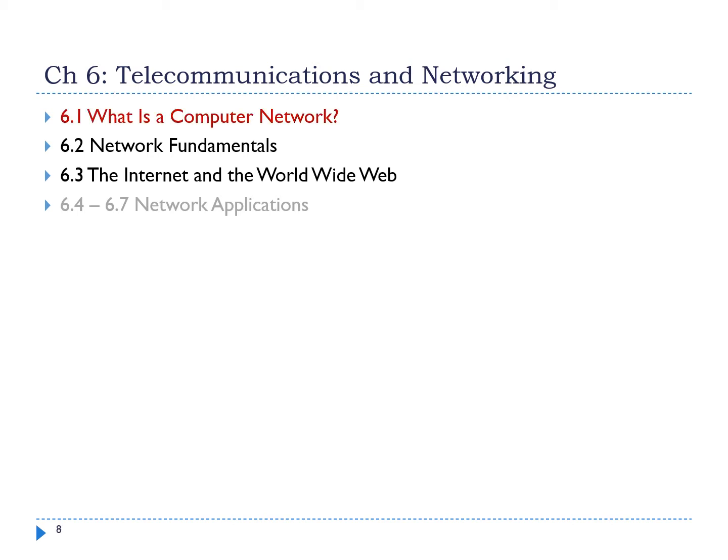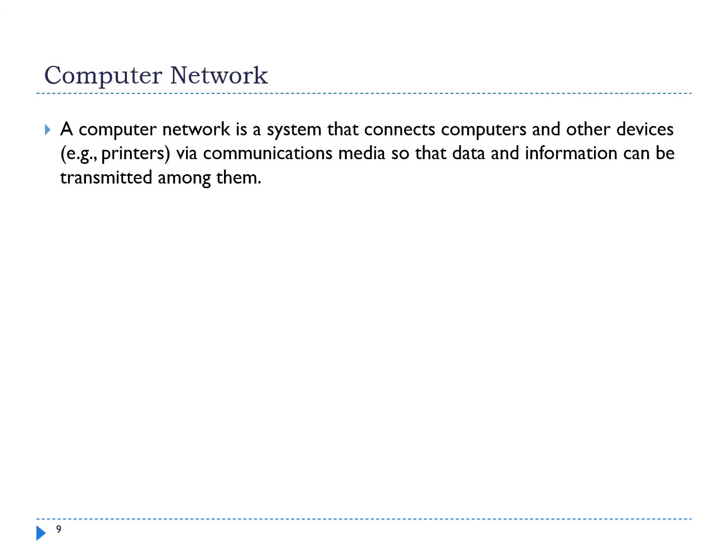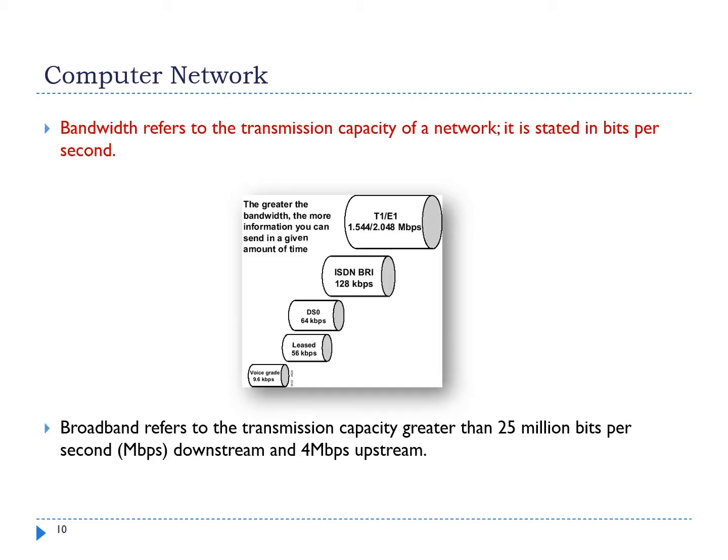We will describe and define what a computer network is and the various types of computer networks in this section. A computer network is a system that connects computers and other devices via communications media so that data and information can be transmitted among them. We need to understand two key terms here, bandwidth and broadband.